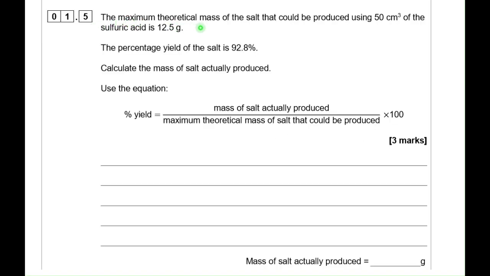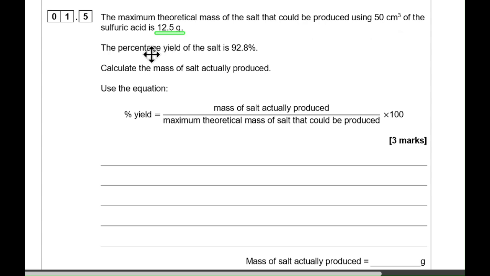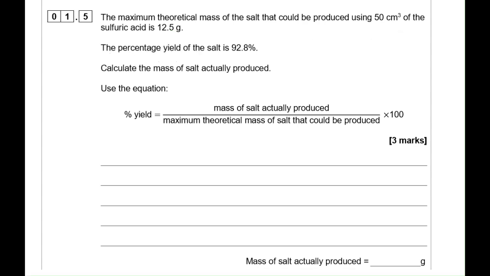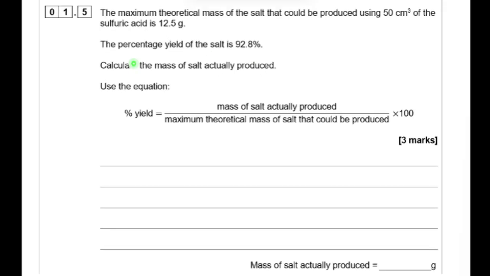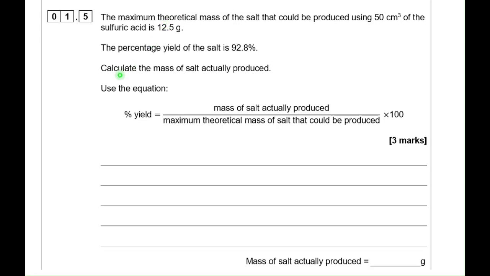1.5. The maximum theoretical mass of the salt that could be produced using 50 cm³ of the sulfuric acid is 12.5 grams. The percentage yield of the salt is 92.8%. Calculate the mass of salt actually produced. Use the equation percentage yield is the mass of the salt actually produced divided by the maximum theoretical mass of salt that could be produced times 100, and this is for 3 marks.